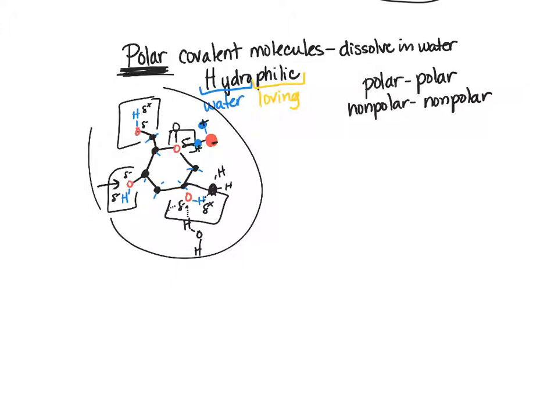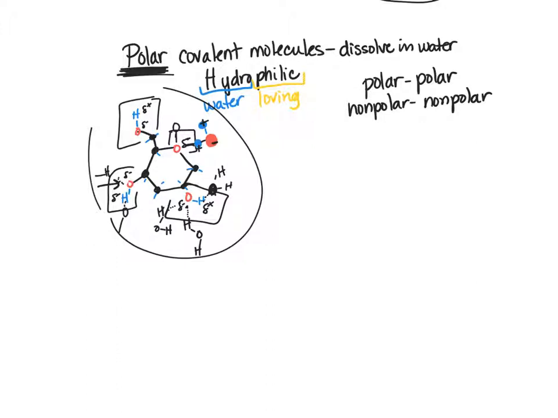And hopefully you get the idea by now about how these bonds work. In the same way that we had our sodium ion surrounded by the partial negative oxygen, and our negative chloride ion surrounded by the partial positive hydrogens, we see the same thing happen here. We have our partial negative oxygens and our partial positive hydrogens surrounding these partial positive, partial negative, meaning polar, molecules. And so again, this would be an example of sugar dissolving in water.